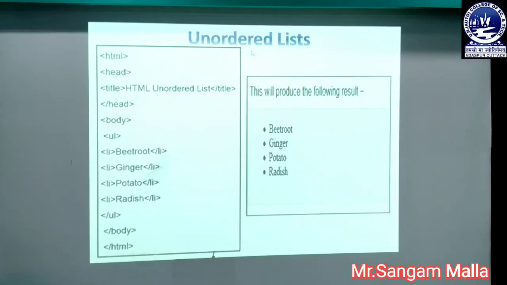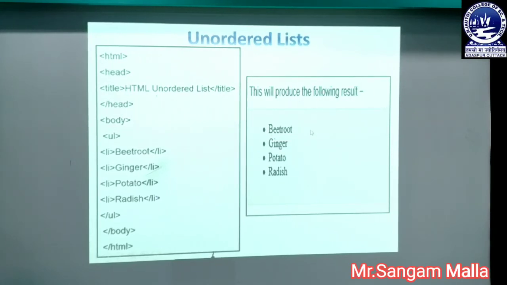Let's see an example of an unordered list. This is the source code, and the output of the source code has been displayed here. As we know, the program starts with HTML. After HTML we have the title, HTML unordered list. Now comes our body tag in which we will be using the UL tag. UL stands for unordered list. Whenever we want to give symbol bullets to a web page or any document, we use the UL tag. The UL tag has a list of items.